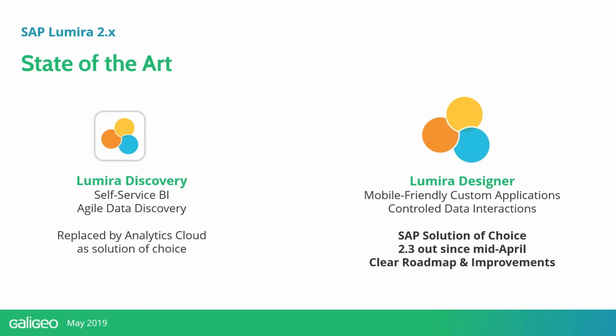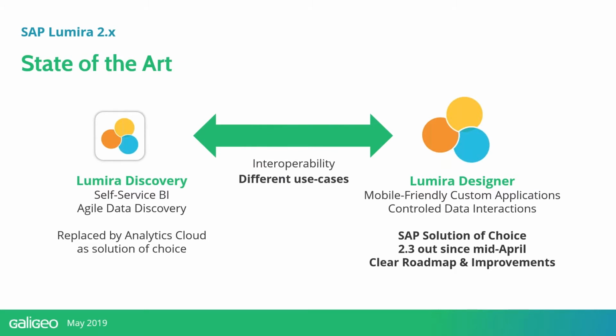While Lumira Designer, which is more about controlled data interactions, a custom application type of tool, is still the SAP solution of choice. There is the 2.3 that is out since mid-April, if you did not see, which brings a lot of innovations and more stability to the product. And we have a clear roadmap, and we know the improvements that are going to be made throughout the years. It's also to remind you that the two, Discovery and Designer, have interoperability, but they also serve different use cases. It's not one or the other, and you can use the two together to address different use cases.